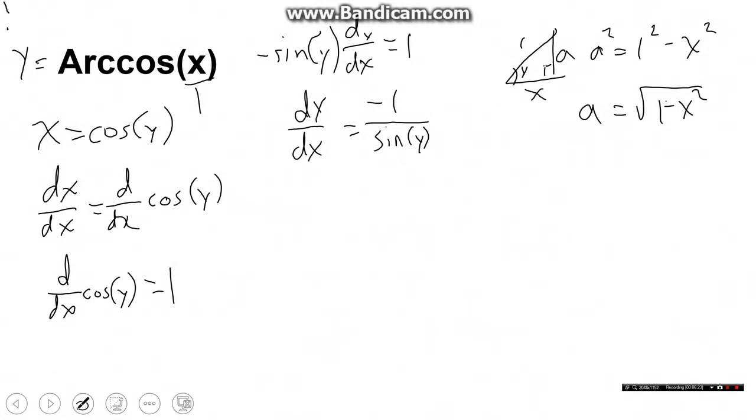Sine of y is opposite over hypotenuse, which is just a. So we can substitute that for a, and that gives us dy divided by dx equals negative 1 over the square root of 1 minus x squared.